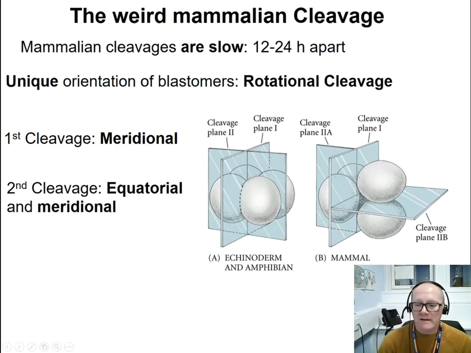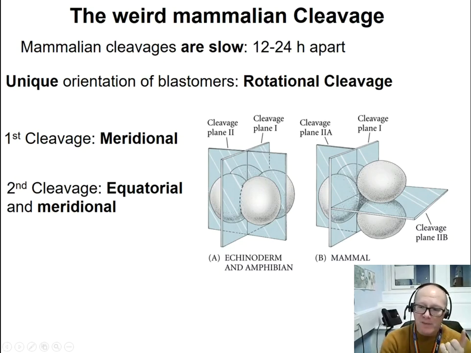So you see that some of the cells are dividing meridionally, some of the cells are dividing equatorially. And in each cycle of cleavage, which cells divide meridionally and equatorially changes. So the cells that in one cycle divide meridionally will divide equatorially in the next cycle, and the other way around for the other cells. So this creates a complex orientation of blastomeres to each other, which usually is not seen in other vertebrates, like fish or chicken. Chicken is also complicated, but not in the same way.